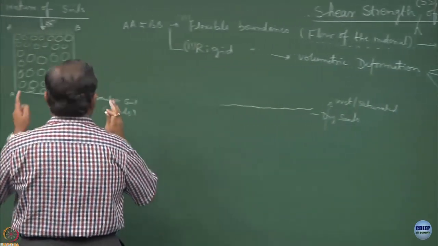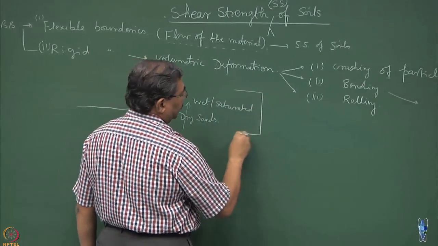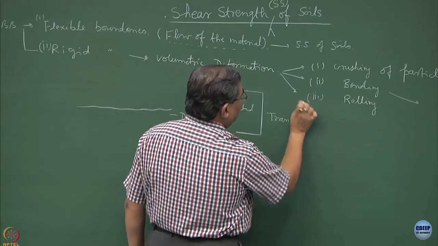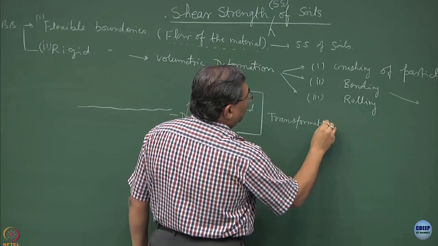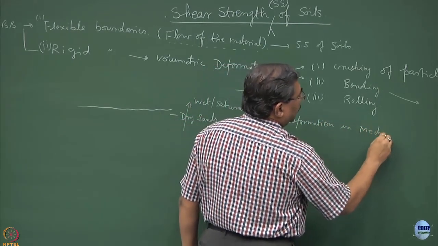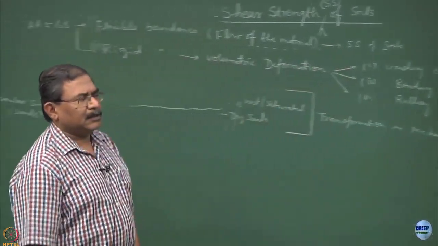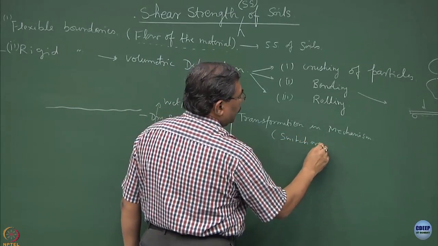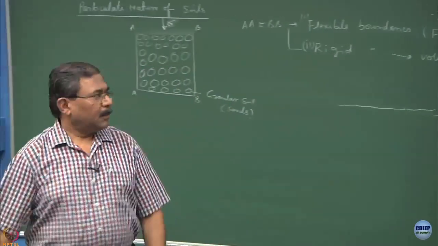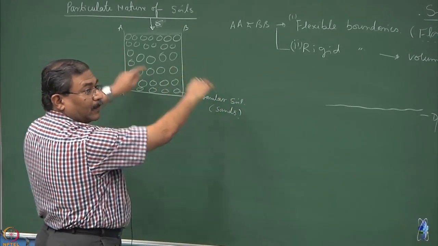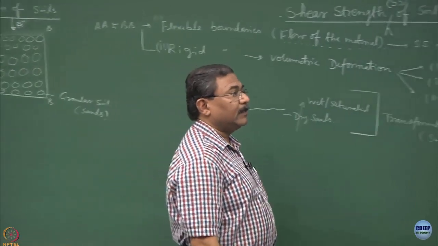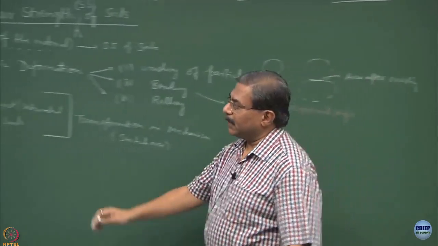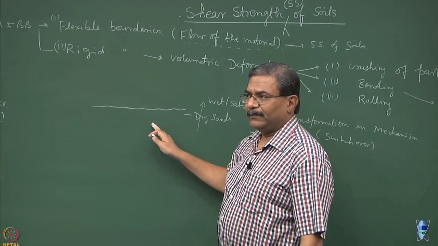Now, this is the first situation where I have talked about transformation of mechanism. Sometimes we may also call this a switchover of the mechanism. All right. This is what we have talked about, the granular system, and then we said in this case, even if it is saturated, consolidation is never going to occur. Why? We said consolidation settlements of the granular system are going to be 0. Is this correct?